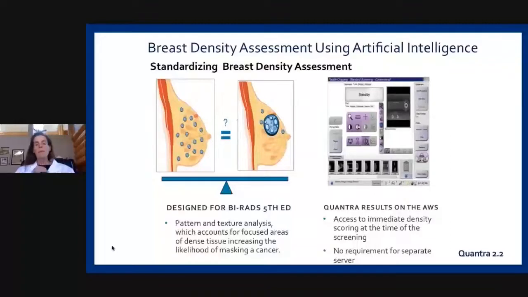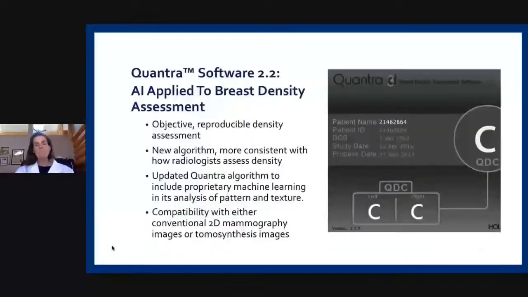So what we also really want to stress with the Quantra software is that it's immediately available on the workstation. So you don't need a separate server. You don't have to worry about any of those issues that you may run into, but immediately you're able to see the breast density. And so again, understanding and really appreciating how breast density can impact your reading. So the Quantra is objective, reproducible, allows you to quickly see results, which are very nice on the workstation.